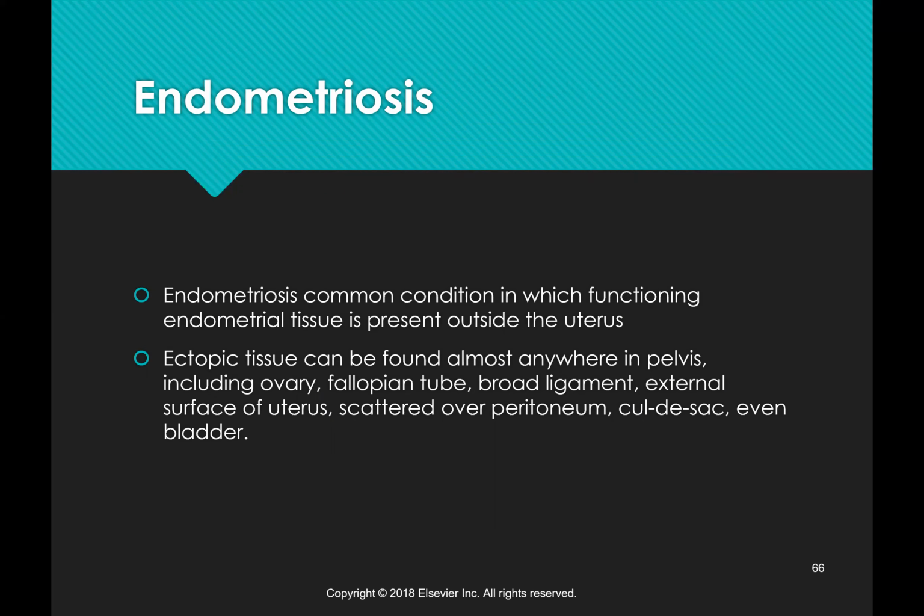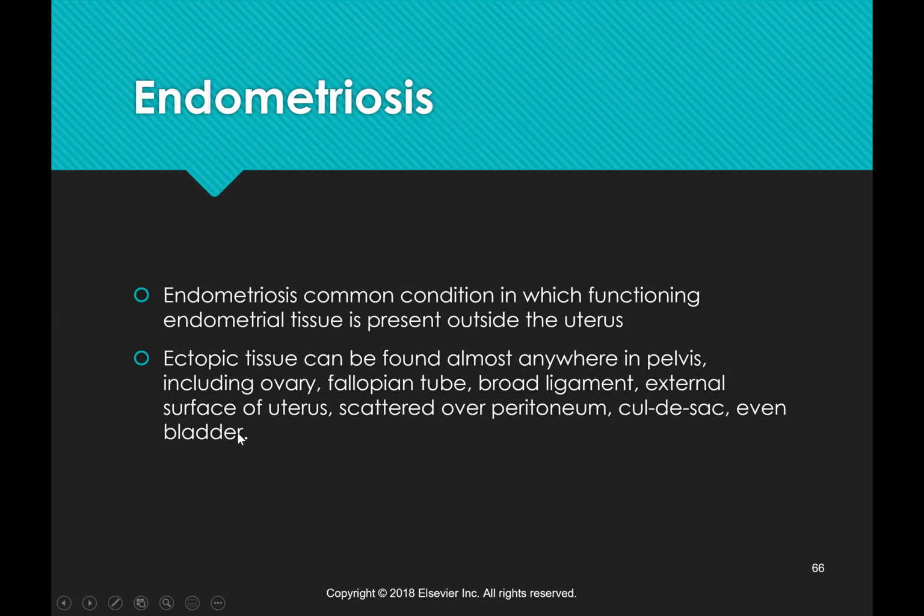Okay, endometriosis. Endometriosis is a common condition in which functioning endometrial tissue is present outside the uterus. We talked about this a little bit. A lot of people think that it's from retrograde flow going through the endometrial canal into the fallopian tubes, and that blood goes into the adnexal areas and endometrial implants occur that way. But ectopic tissue can be found anywhere in the pelvis, including the ovary, fallopian tube, broad ligaments, external surface of the uterus, scattered over the peritoneum, cul-de-sac, and even the bladder.